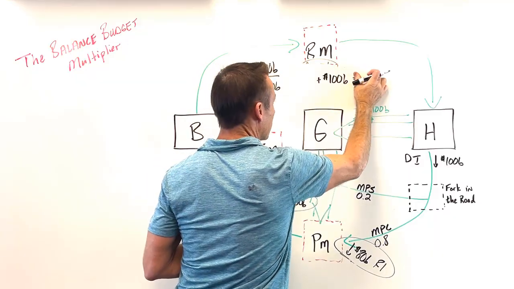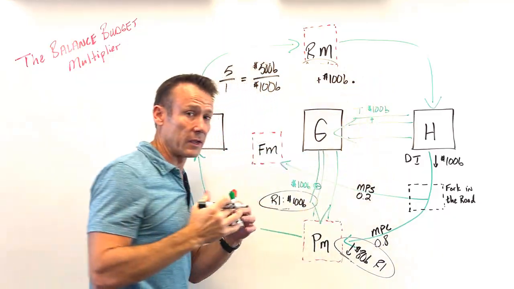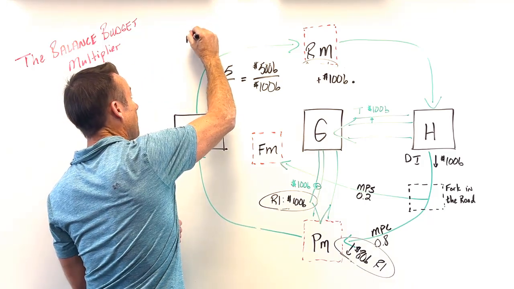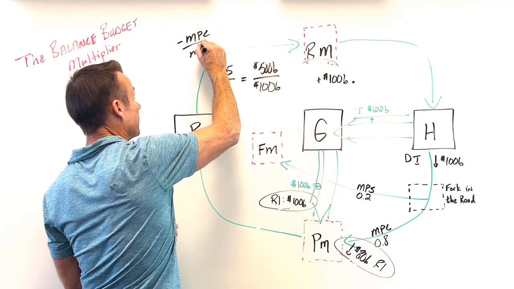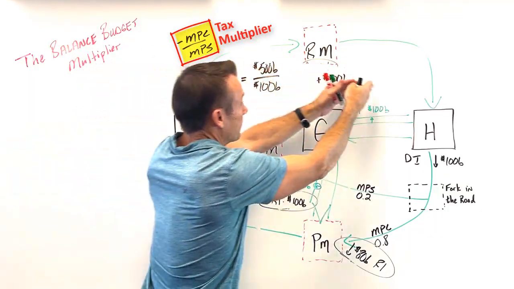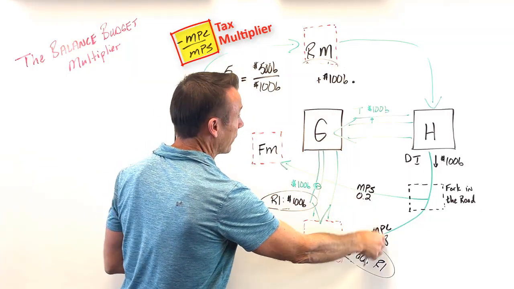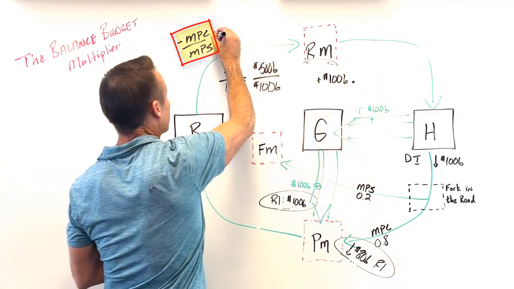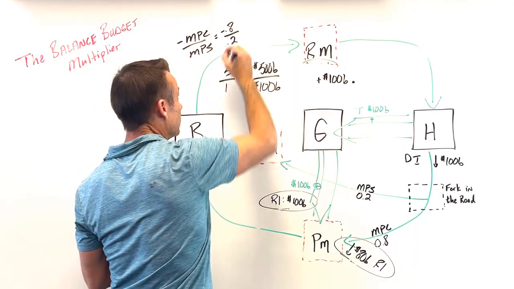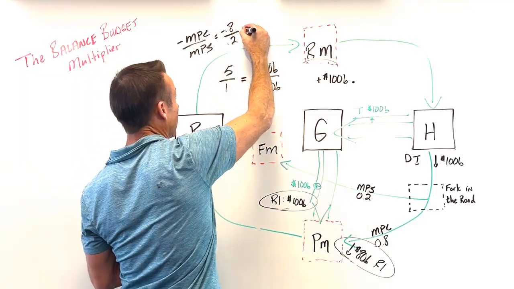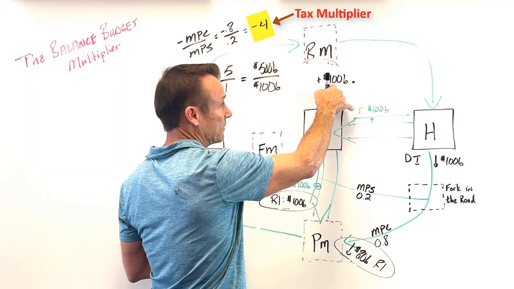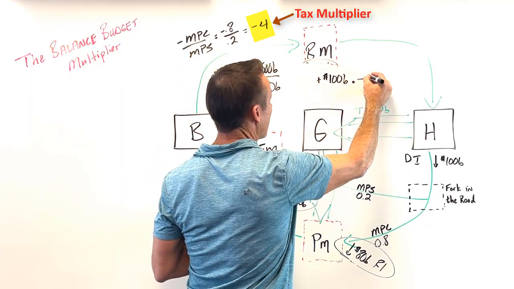times the tax multiplier. Well, the tax multiplier is a negative MPC over the MPS. That's what the tax multiplier is. So let's put that right over here. The MPC is 0.8, so I've got negative 0.8 over 0.2. Well, we can do that. That comes out to a negative 4. So a positive increase in taxes, $100 billion, times a negative 4.